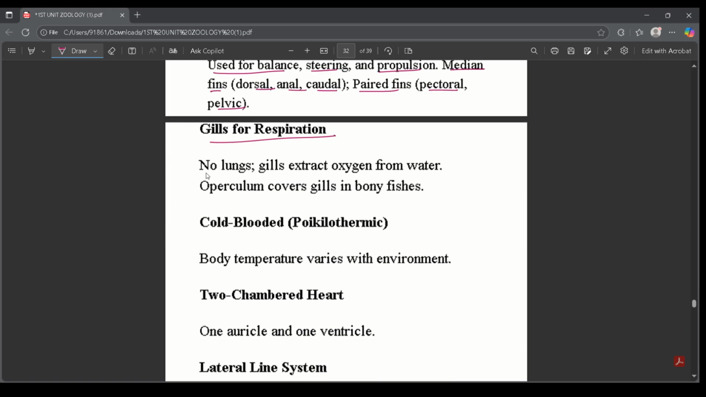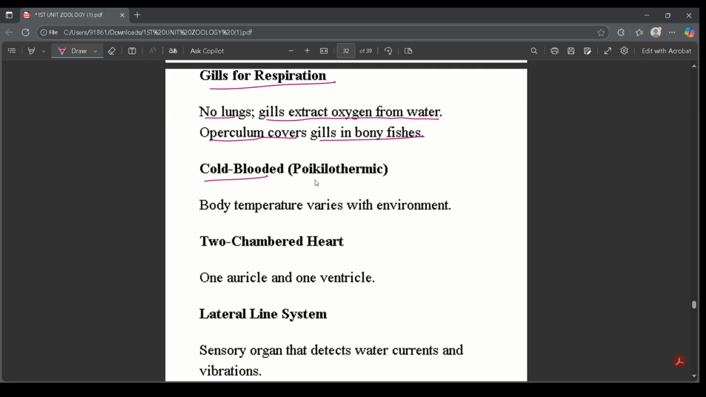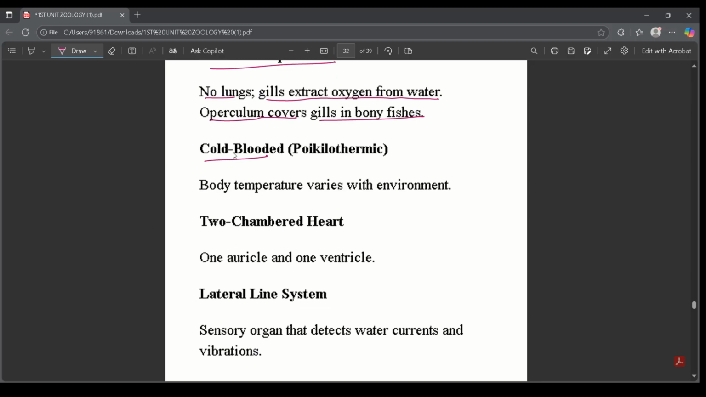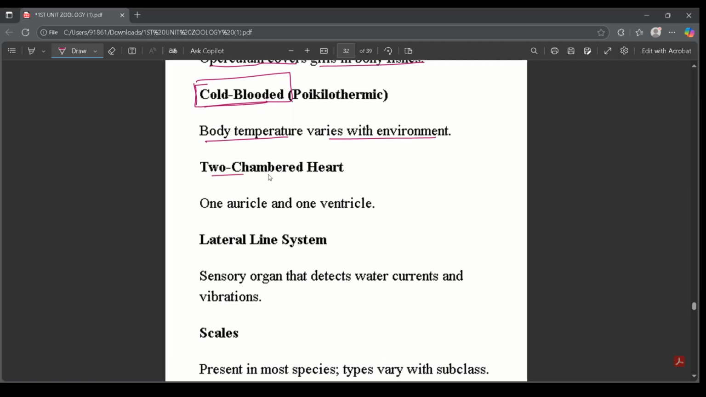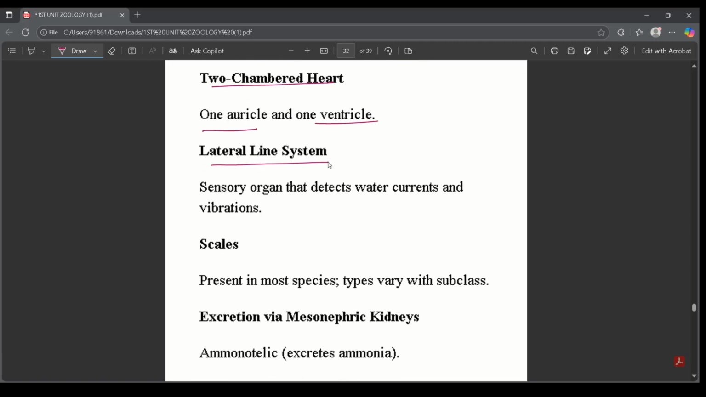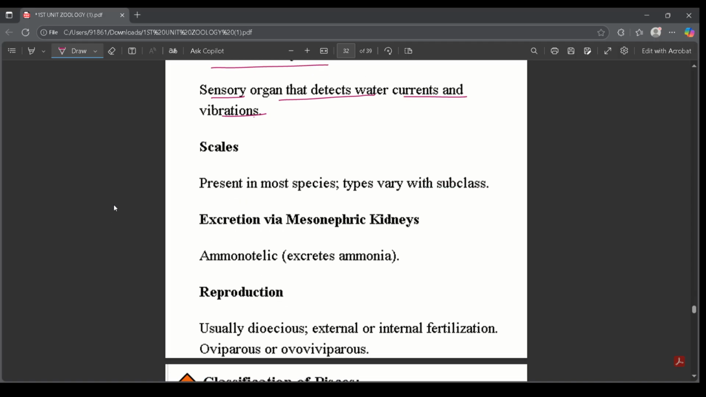Gills for respiration. No lungs; gills extract oxygen from water, and the operculum covers the gills in bony fishes. Next, we have cold-blooded. This is a characteristic of Pisces. They are cold-blooded; body temperature varies with environment. They have a two-chambered heart, one auricle and one ventricle. They have a lateral line system, a sensory organ that detects water currents and vibrations. They also have scales present in most species.